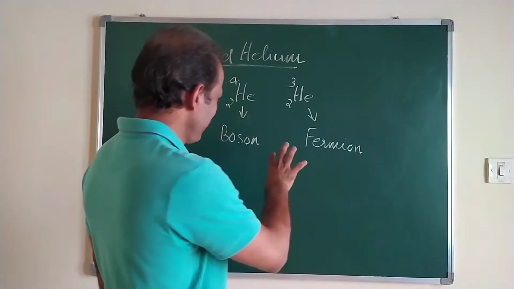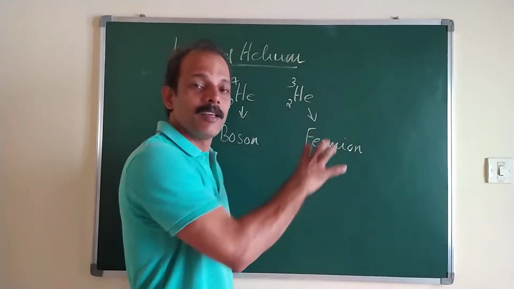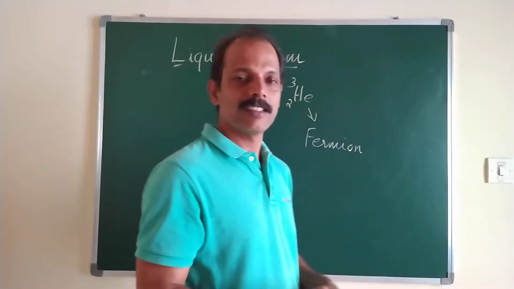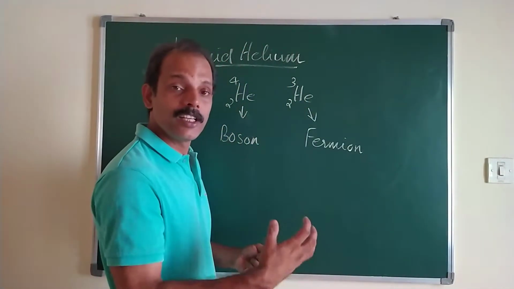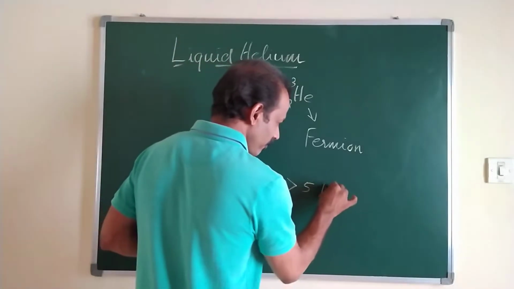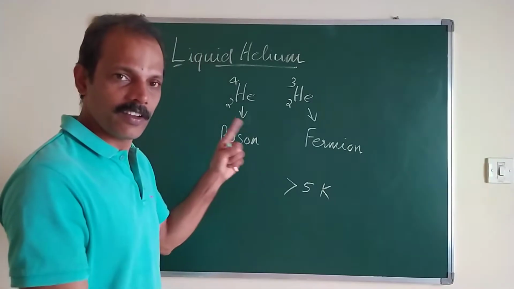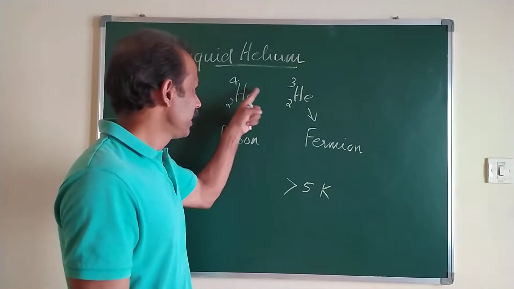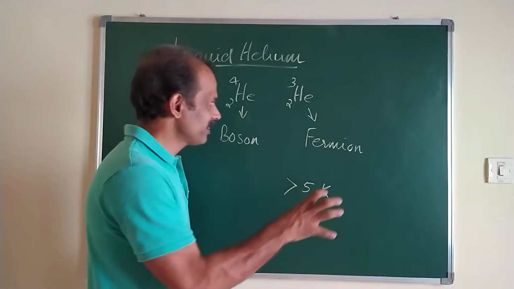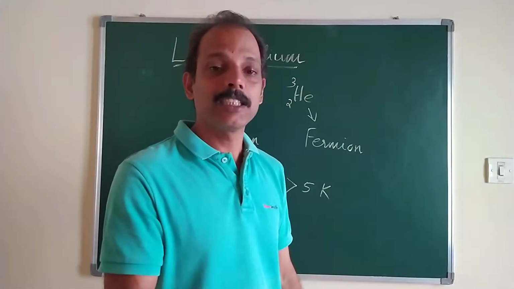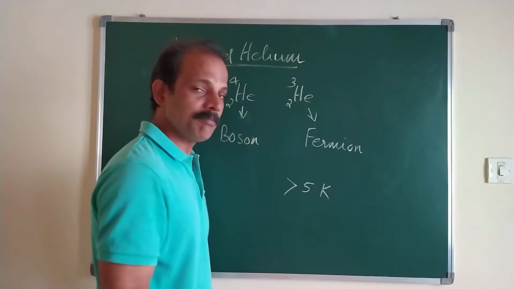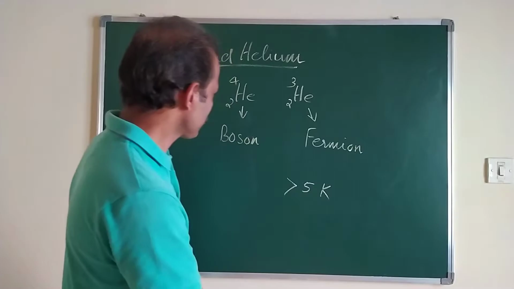Not only that, helium is the only element which exists in liquid state even at very, very low temperature, even at less than 5 Kelvin. Helium exists as liquid. Right? So we are discussing the strange properties of helium at low temperature and the application of Bose-Einstein condensation.